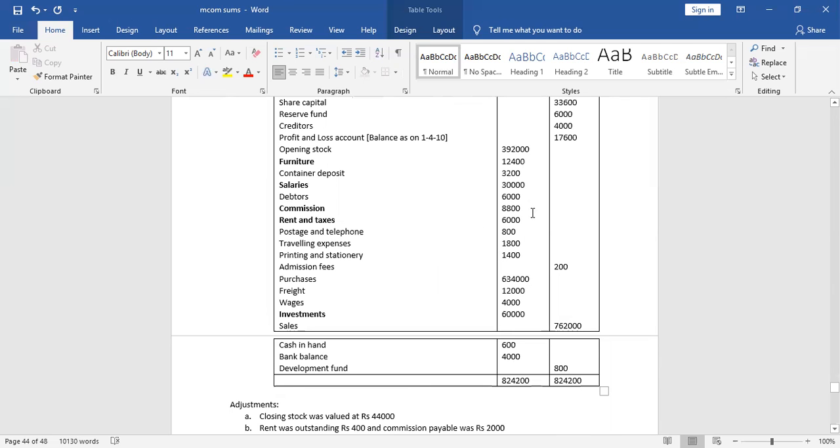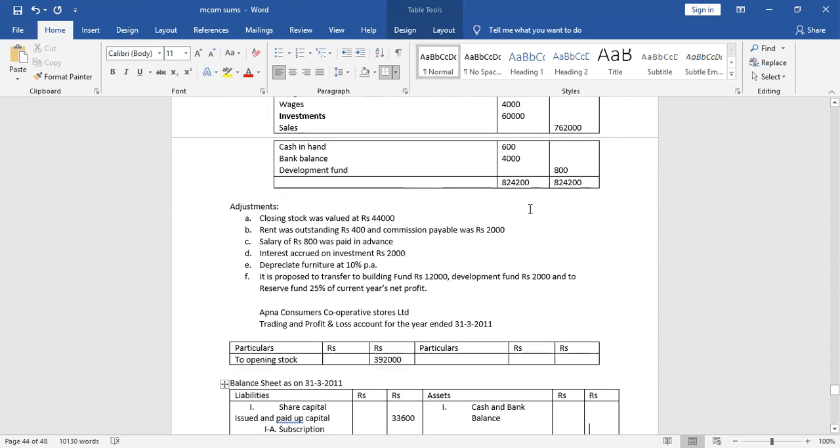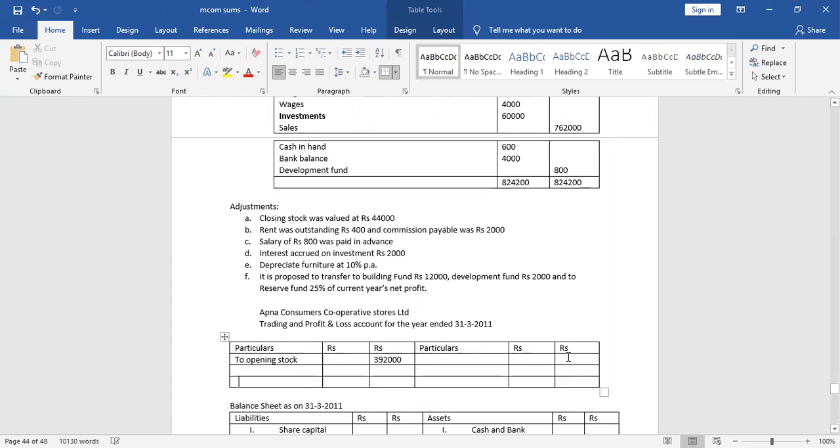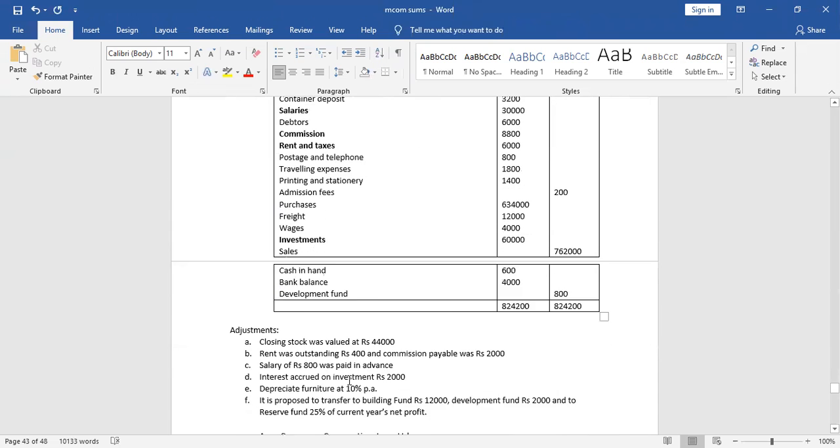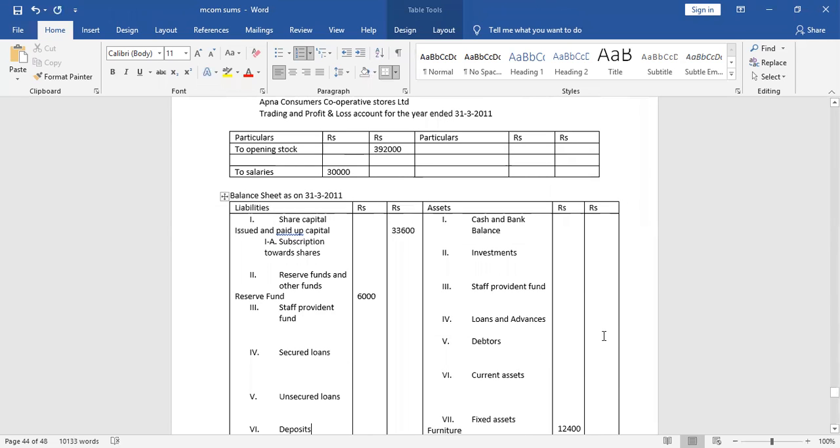Then what we have? Salaries, there is an adjustment in the P&L account. So after opening stock, next what is given is salaries. To salaries in the inner column. What is the amount of salaries? 30,000. After salaries, we have debtors. There is a separate head for debtors. So debtors 6,000. Debtors, how much is it? 6,000.